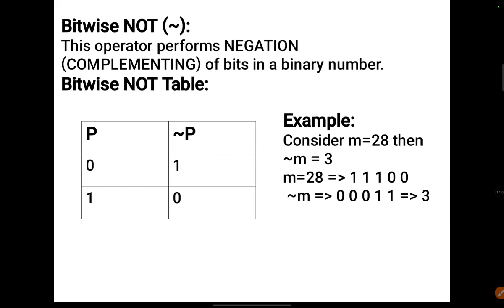Bitwise NOT: this operator performs negation of bits in a binary number. Bitwise NOT table: if it is 0, it returns 1. If it is 1, it returns 0. Consider m is equals to 28, then ~m is 3. The binary form of 28 is 1 1 1 0 0. By using NOT, we get 0 0 0 1 1. It is the binary form of 3.